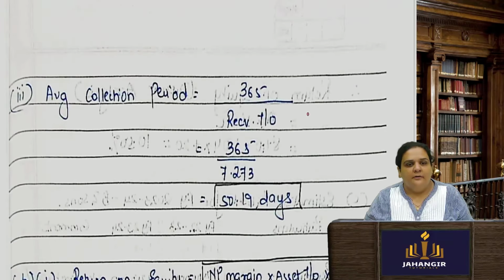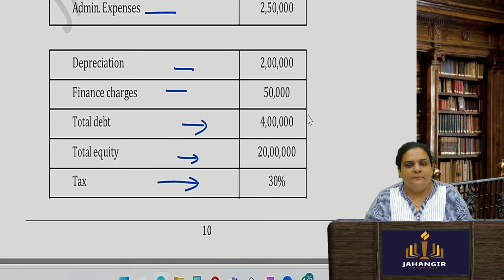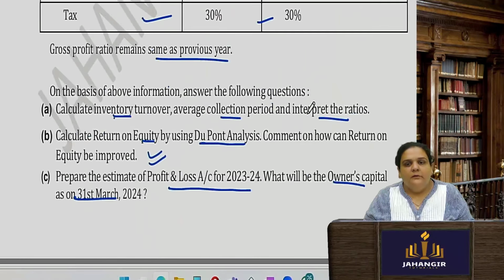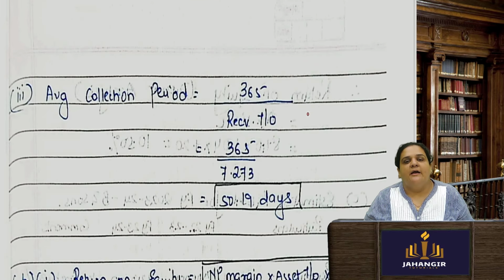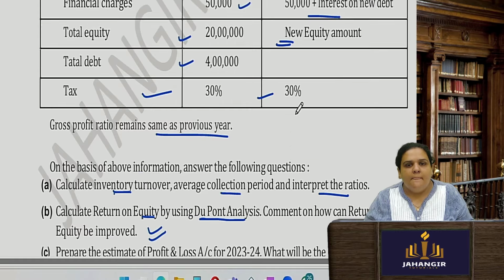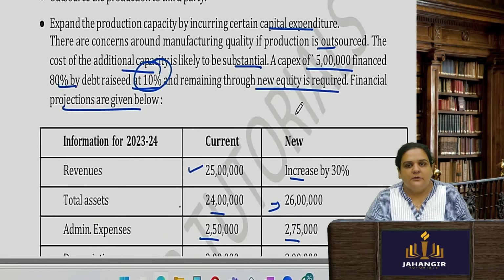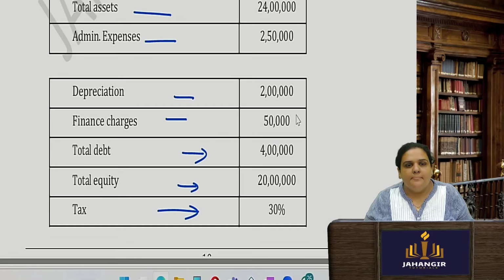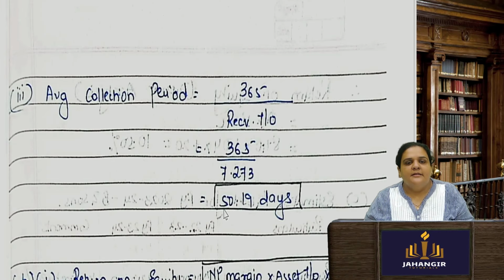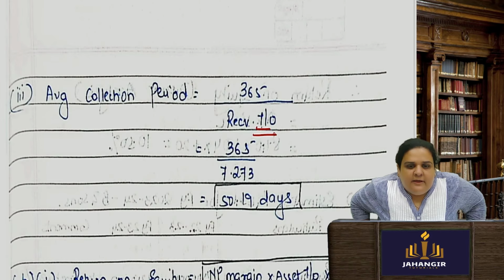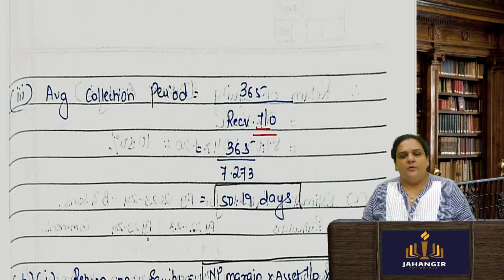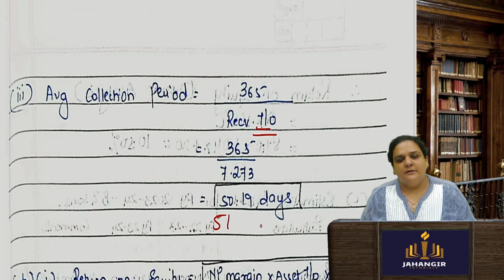Then they have told me to calculate the average collection period. Inventory turnover and average collection period. So the average collection period will be 365 days upon the receivables turnover which we just found out. We have to just do 365 upon receivables turnover. So it is going to be 50.19, approximately 51 days.